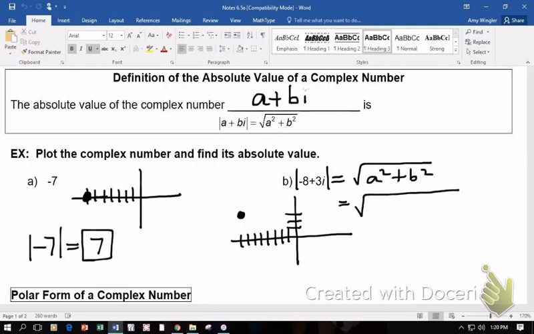A is the real part of the complex number, or negative 8, and b is the number in front of the i, so that's your imaginary part. If I simplify this, I get the square root of 73. If you can simplify your radical using the factor tree stuff you learned in Algebra 1 and Algebra 2, you may have to do that. Normally, your distances will not be given to you in decimal form.